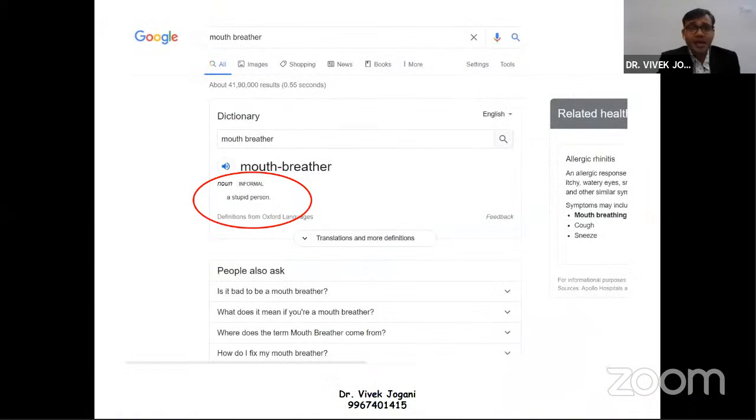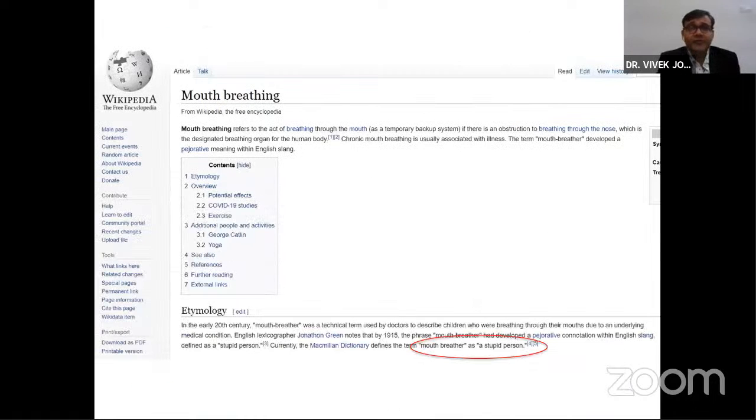Now, when you Google mouth breathing, the first thing that Google shoots out in less than 0.55 seconds is that a mouth breather is a noun given for a stupid person. Going on to Wikipedia, when you analyze what mouth breathing is, Wikipedia says it is an abnormal pattern of breathing, and currently the Macmillan Dictionary defines the term mouth breather as a stupid person. No offense to anyone, but this is a slang that has been used in English literature for a mouth breather.